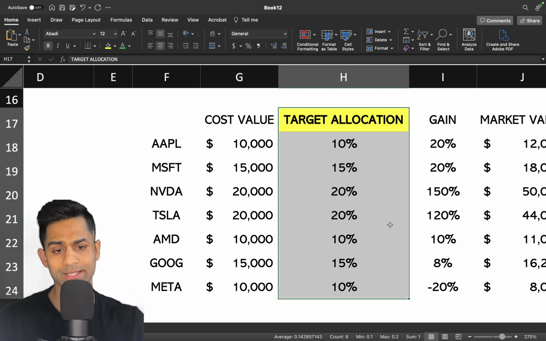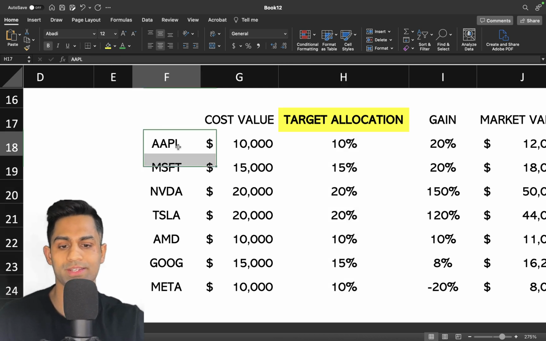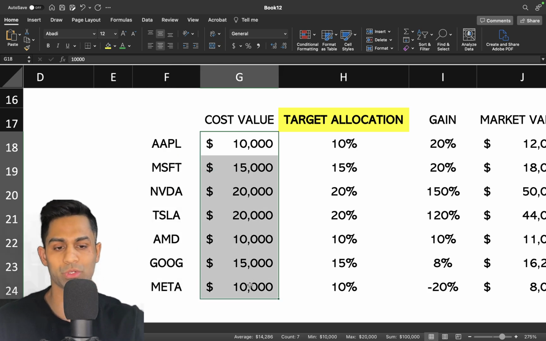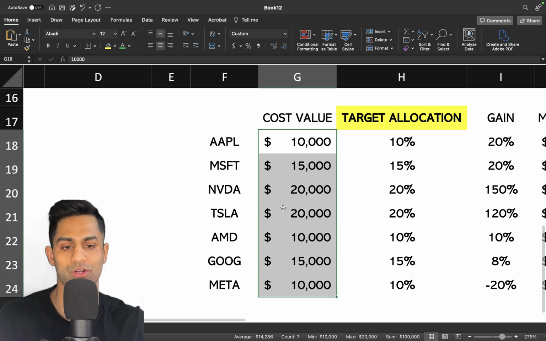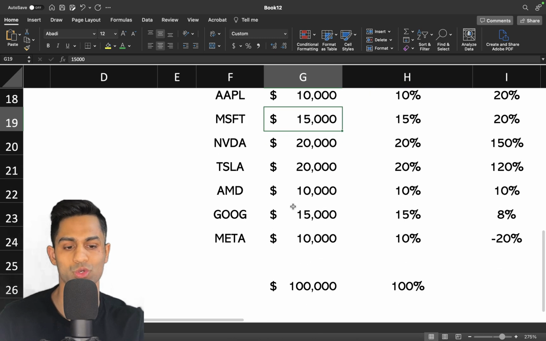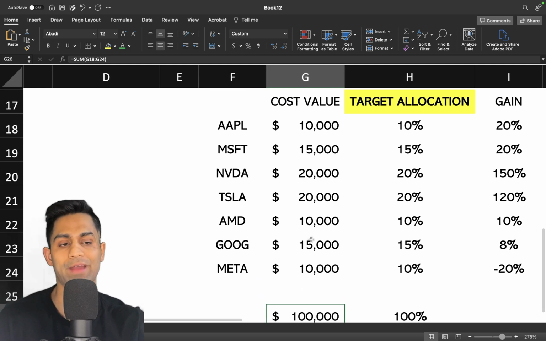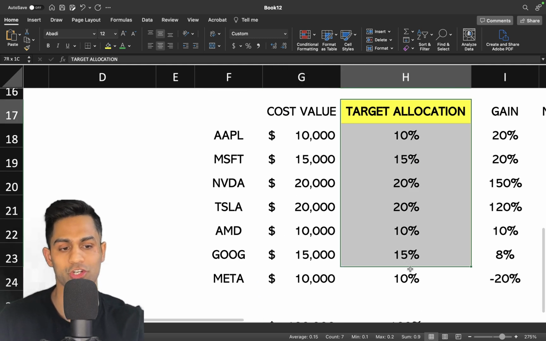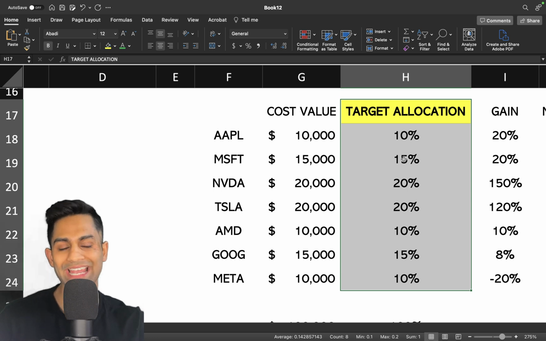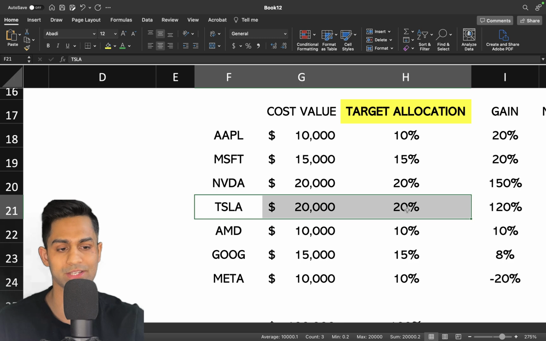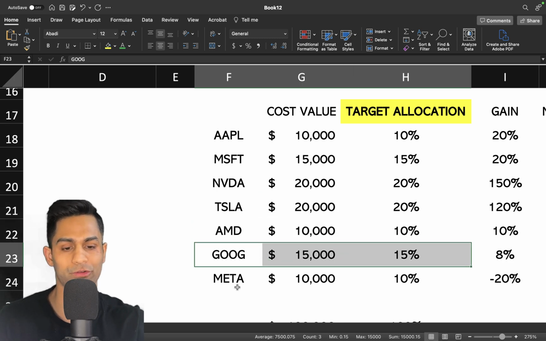So this right here is a very simple example, right? So we've got 7 of the largest cap stocks here. So Apple, Microsoft, Nvidia, Tesla, AMD, Google, and Meta. To keep things simple, again, I've put in let's say $10,000 in Apple, $15,000 in Microsoft, so on and so forth. And the total portfolio value is close to $100,000. That's your cost value. And this is your target allocation, right? 10, 15, 20%. In each stock, you can kind of see that for yourself. Corresponding Microsoft 15, Nvidia 20, Tesla 20, AMD 10, Google 15, Meta 10.